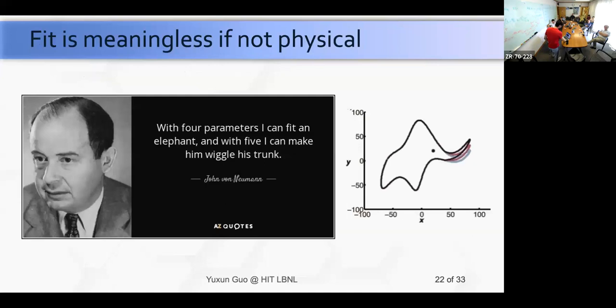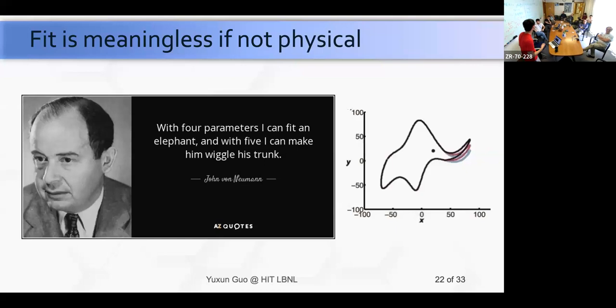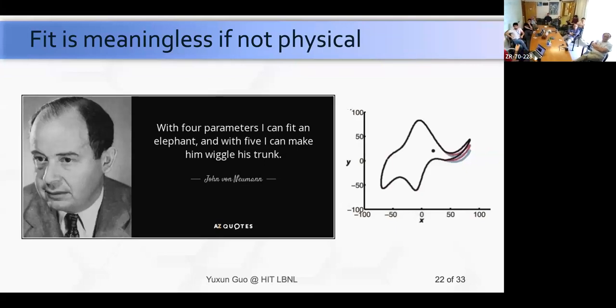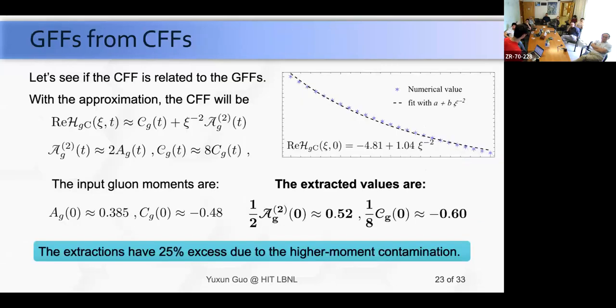Of course this is not super exciting. I mean, it's a line, so it's just plotted. You can choose different functional forms to fit it, and there's an infinite set of ansatz you can describe it with. Just like this famous quote from von Neumann: you can fit an elephant with 4 parameters, and if you have 5 parameters, you can make it wiggle its trunk. So fitting itself is not that important, but what we want to know here is, can we actually extract physical information from that? The question is, can we get back the gravitational form factor from the Compton form factors?